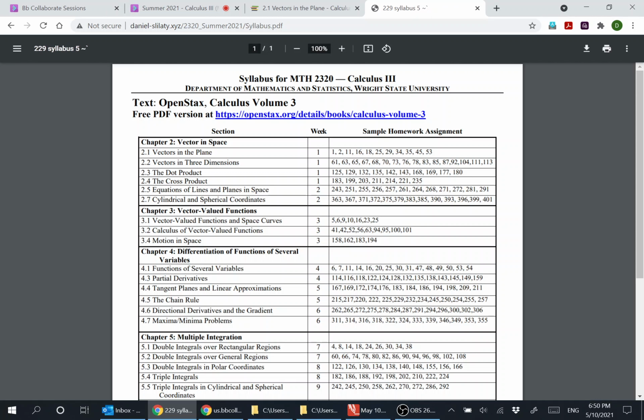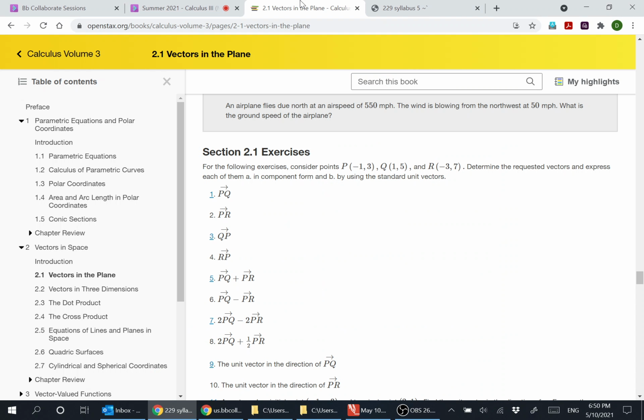Section 2.1, problems 1, 2, 11, 16, 18, and if you have some other problems you'd like to see, we could do those too. So number 1: for the following exercises, consider the points P(-1, 3), Q(1, 5), R(-3, 7). Determine the requested vectors and express each of them, A, in component form, B, using the standard unit vectors. The standard unit vectors are the i, j, and k vectors.